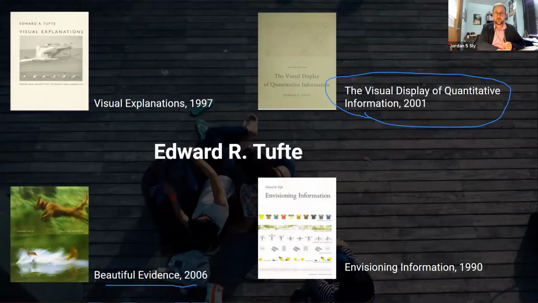His other books, his older ones, Visual Explanations and Envisioning Information, are both important too, but a lot of what he covers in these earlier books is covered in his later books as well. So if you were to start with one of these, I would say start with The Visual Display of Quantitative Information. Most of the University of Maryland libraries have these in some capacity.